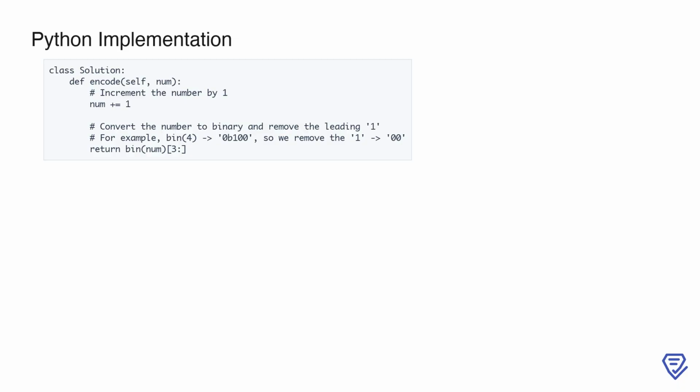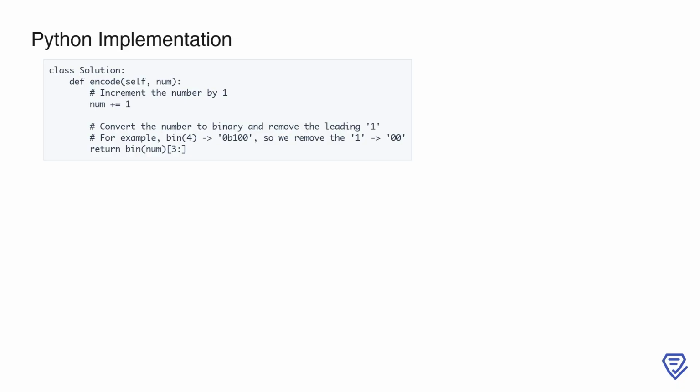Next, we convert the incremented number to its binary representation using Python's built-in bin function. The bin function returns a string prefixed with 0b, indicating that it is a binary number. For instance, bin(5) produces 0b101.